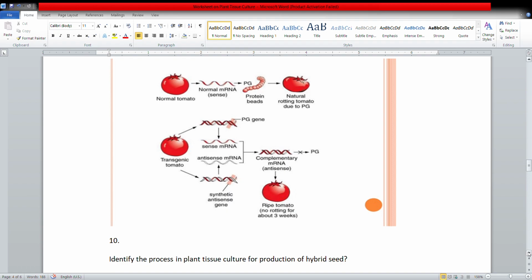Okay, so the antisense gene hybridized with the sense gene that is responsible for polygalacturonase enzyme, which is responsible for ethylene production.